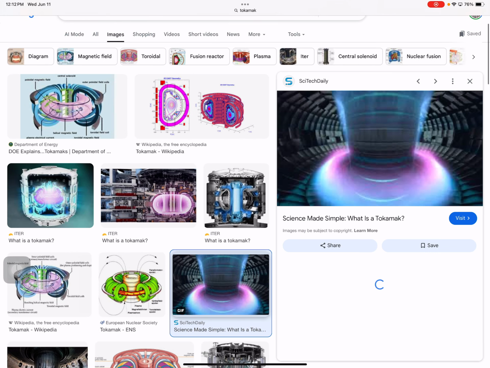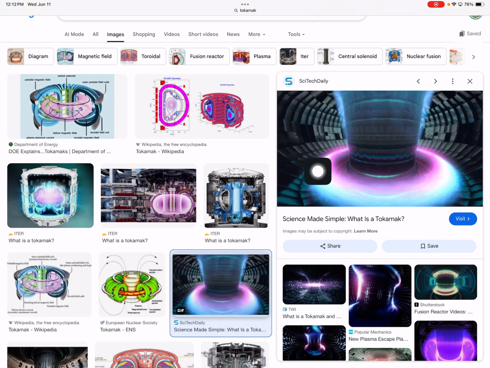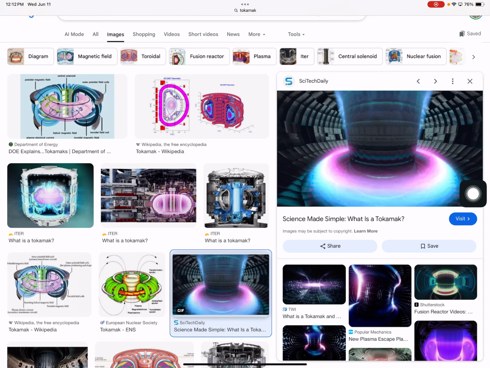So here's the donut, there's the field inside, and there's the particles trapped around that concentric field.